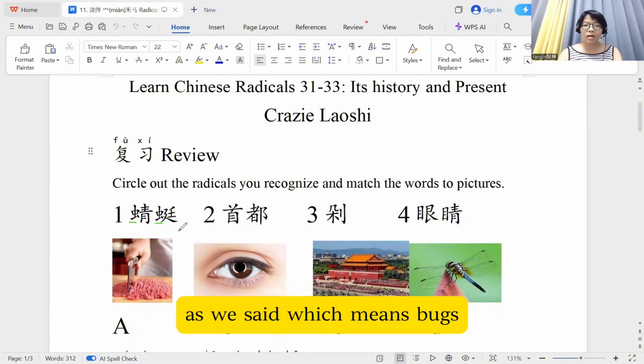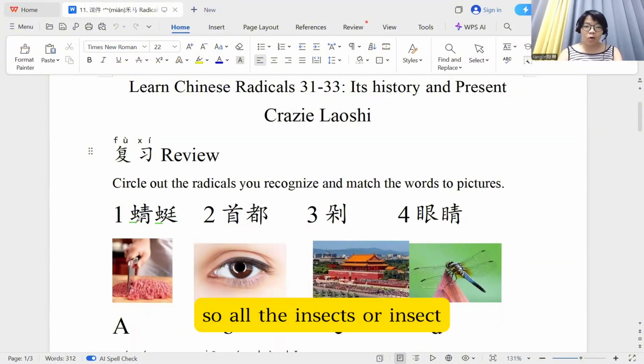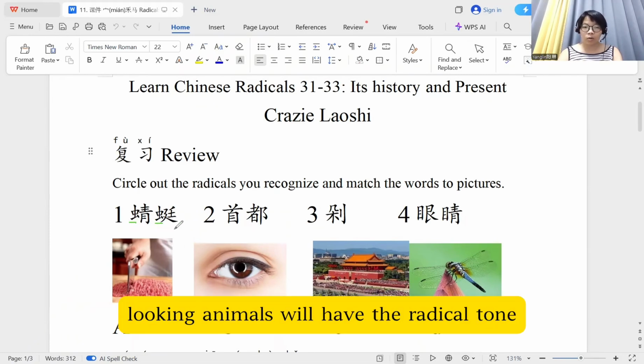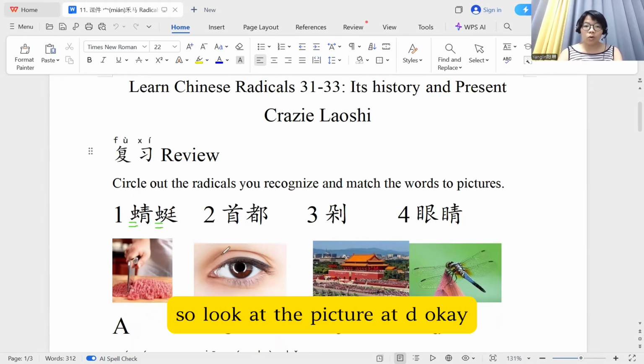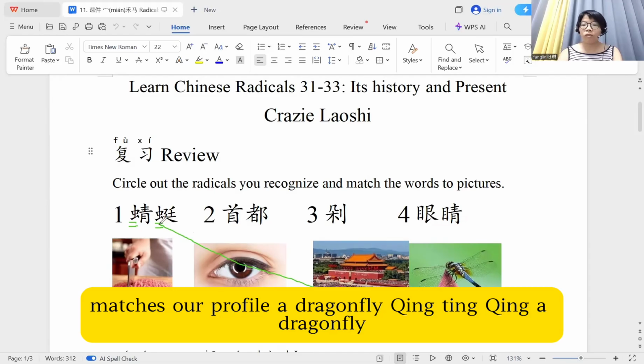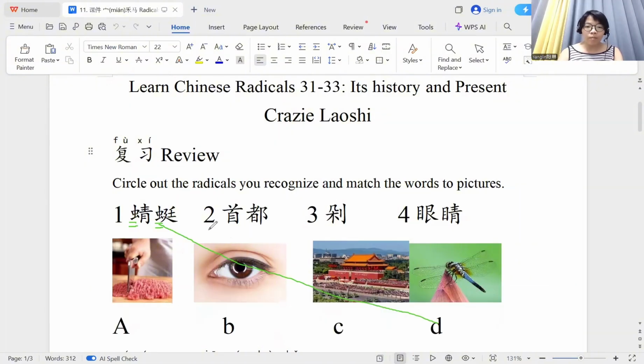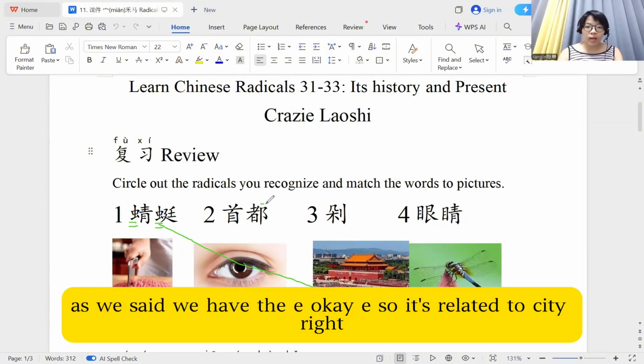虫, as we said, which means bugs. So all the insects or insect-looking animals will have the radical 虫. So look at the picture, D, okay? Matches our profile. Dragonfly, 蜻蜓, a dragonfly.